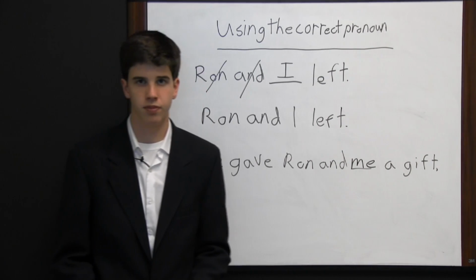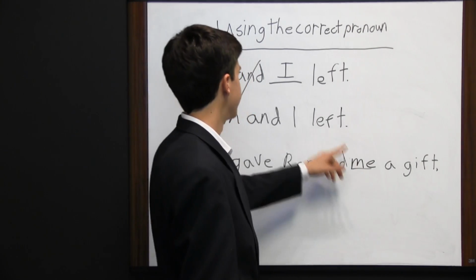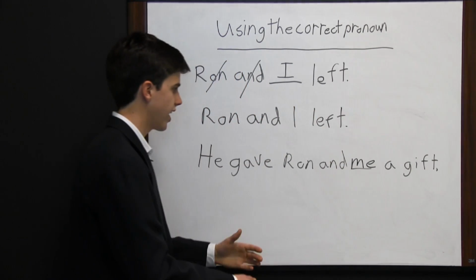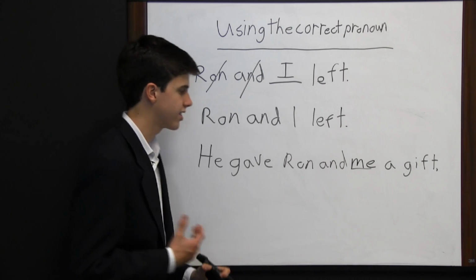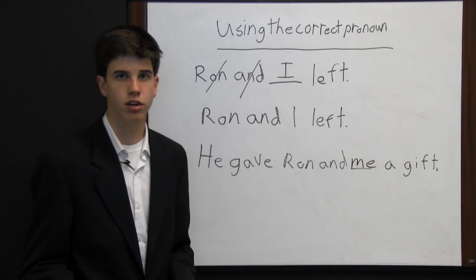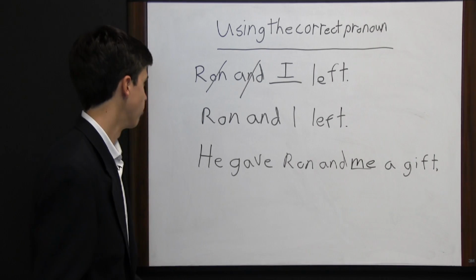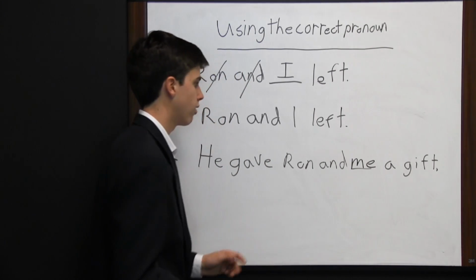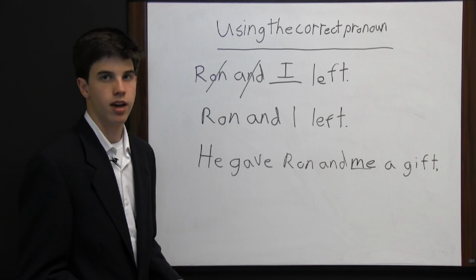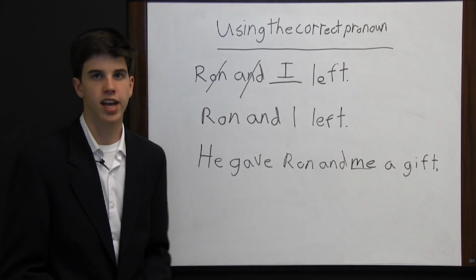Notice one more thing, that I always put the pronouns second, because in this case, these sentences were referring to the speaker. So say these sentences are referring to myself. Out of respect for the other person, you should always put yourself last in the order of people. So it wouldn't be correct to say, I and Ron left, or he gave me and Ron a gift. It always is grammatically correct to put yourself after the other people in the sentence.